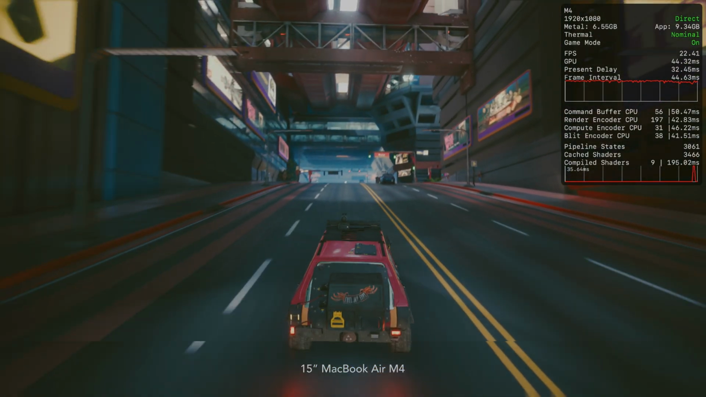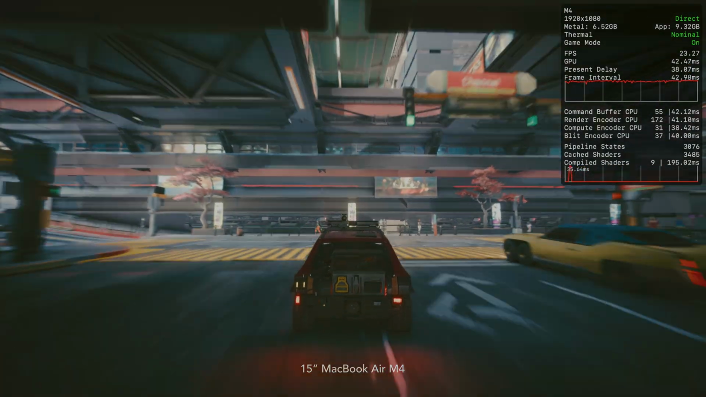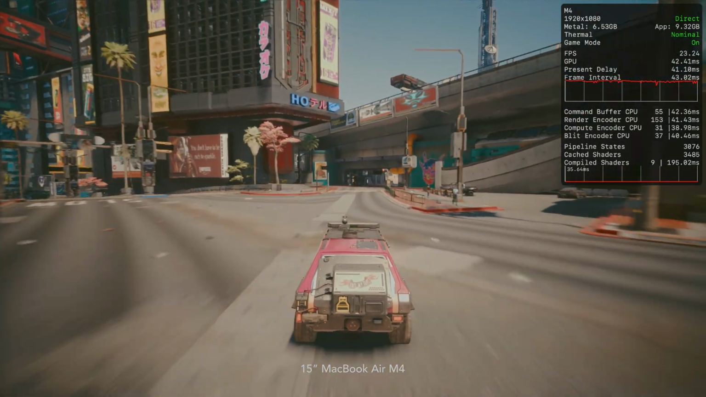Another quick note is that my MacBook Air does quite a bit more shader compilation than my Mac Mini, but it doesn't really matter. This usually happens when loading a save and doesn't affect gameplay.